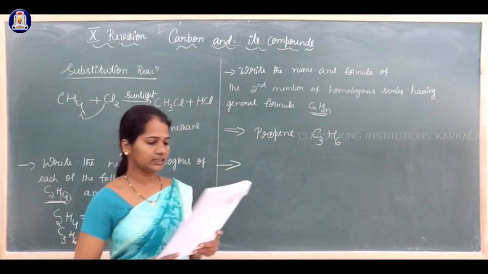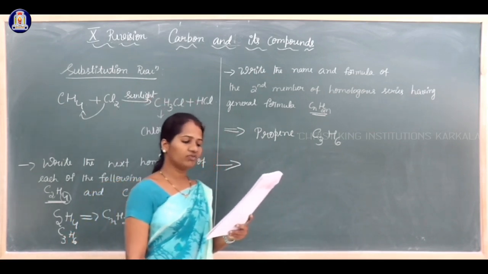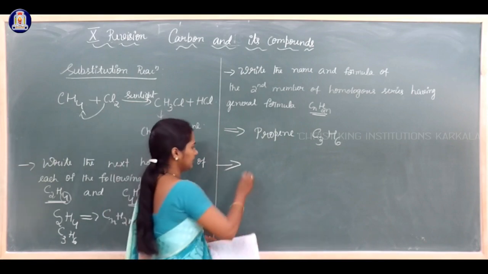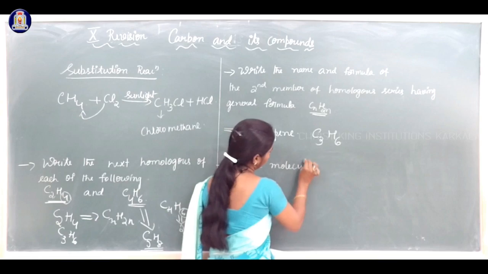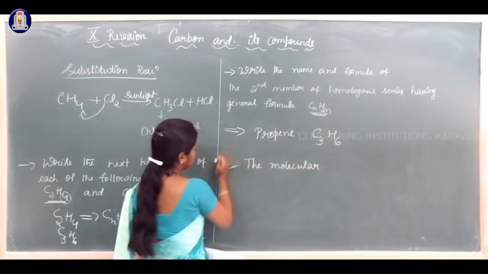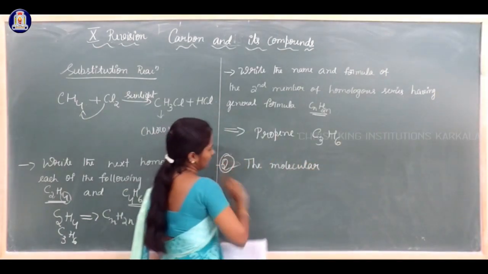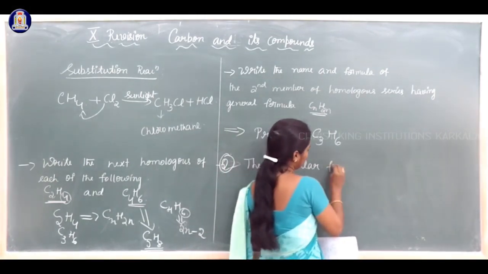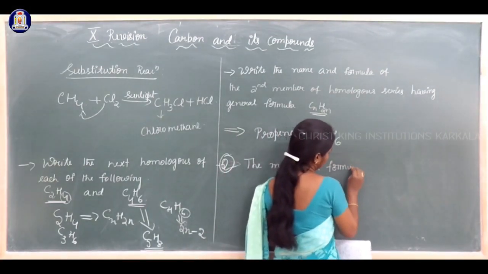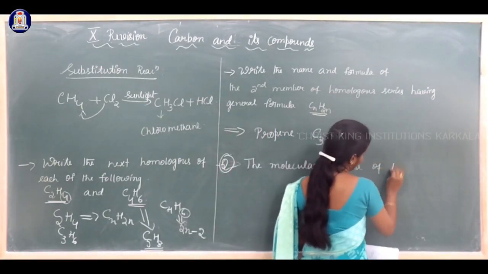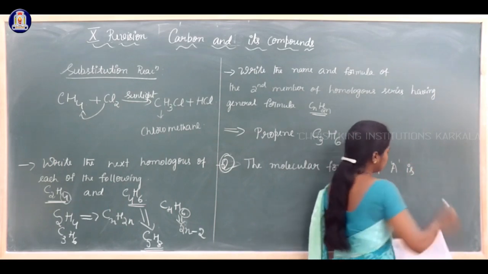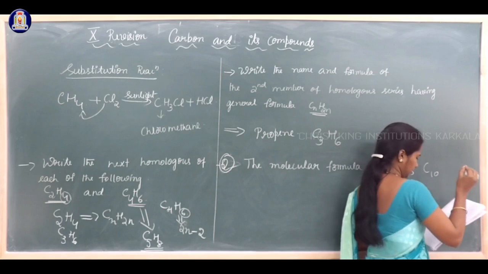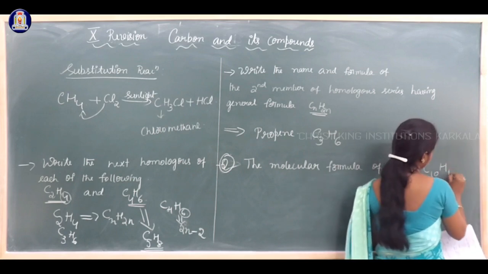So the question is, the molecular formula of A is C10H18.